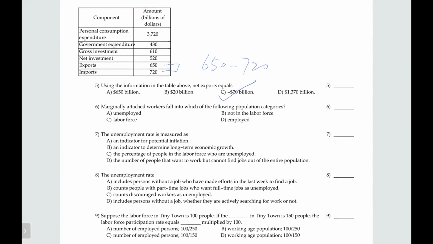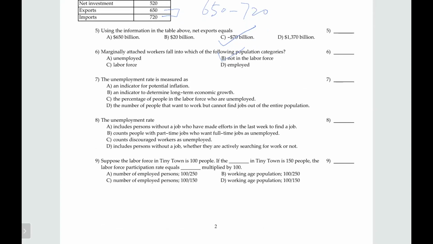Question number 6. Marginally attached workers fall into which of the following population categories? Okay, marginally attached. So they are not in the labor force, right? Because they have not been actively looking for a job in the past 4 months, but they have been looking for a job during the past year. Okay, so this is question 6.